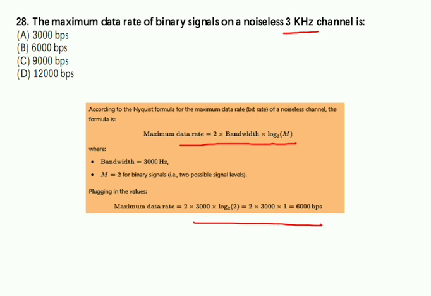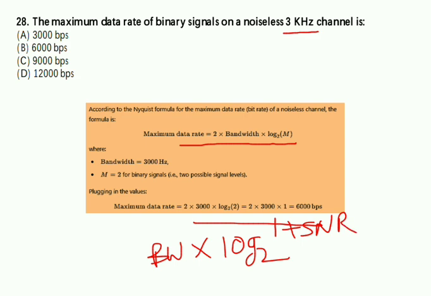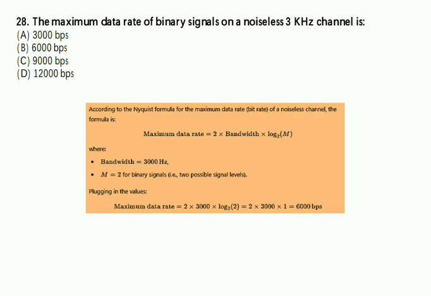Similarly, for noisy channels, we have the formula bandwidth into log base 2 of 1 plus signal to noise ratio. That is the Shannon capacity. So bandwidth into log base 2 of 1 plus signal to noise ratio is the formula for noisy channels, and the earlier one is the formula for noiseless channels. This is the important thing. So option B is the right one.